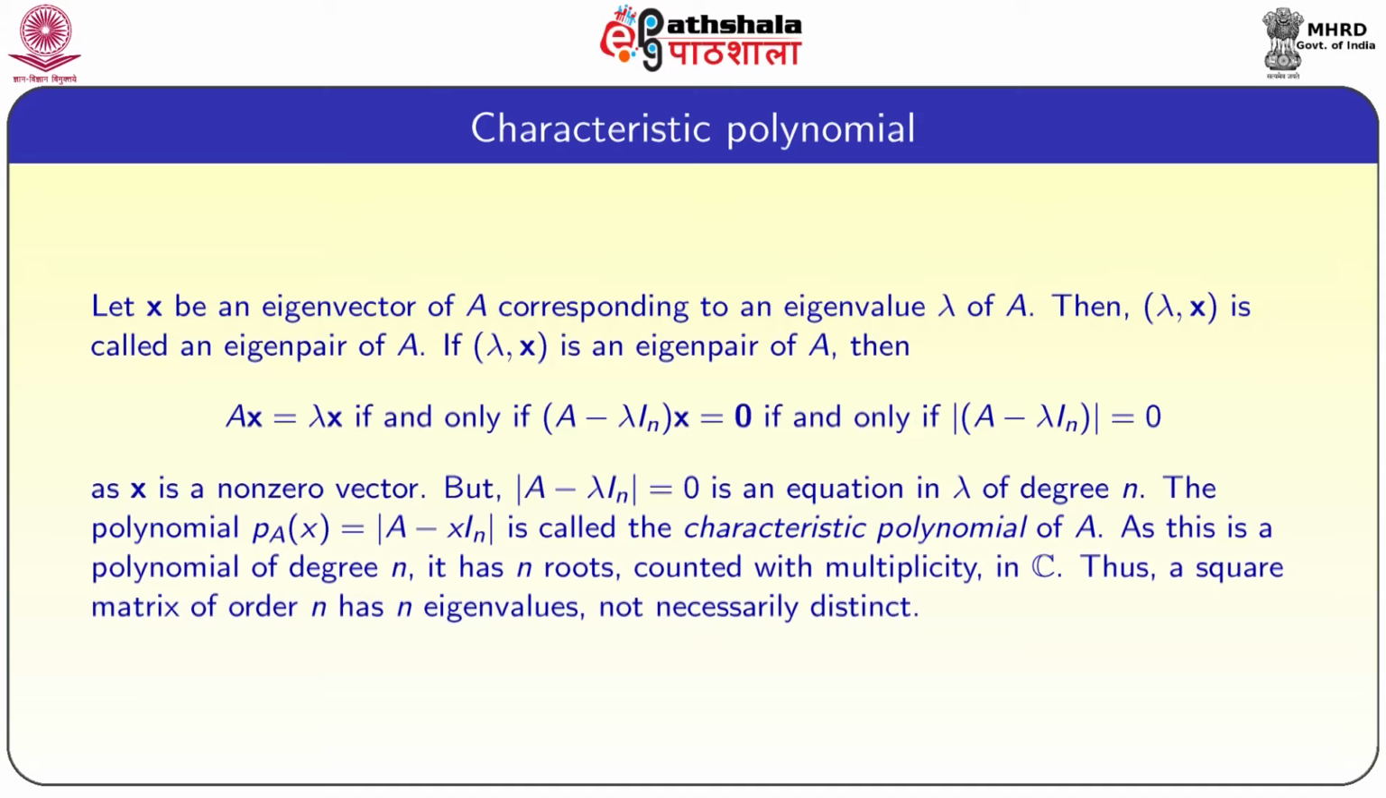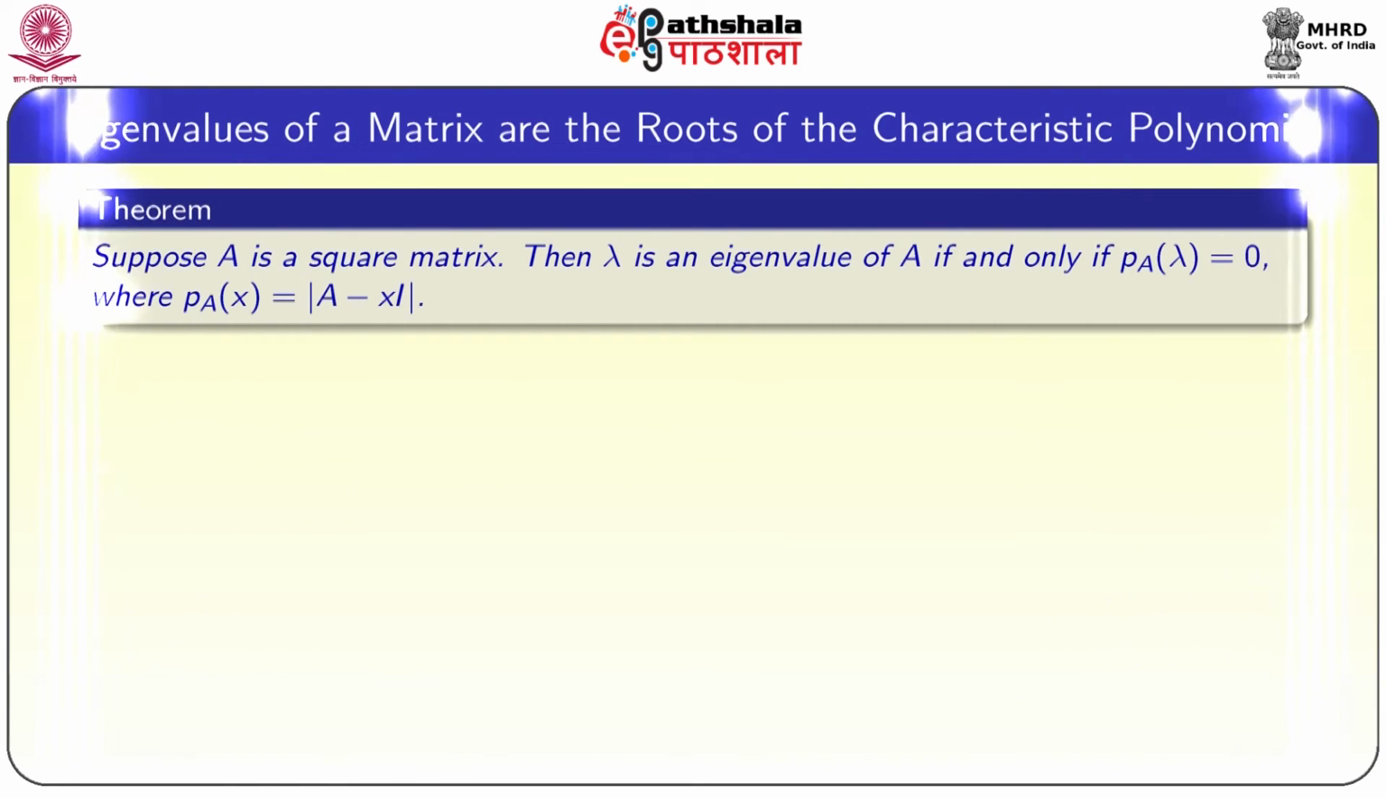So, every square matrix of order n will have n eigenvalues, that is for sure, but there may be a possibility that these eigenvalues may be repeated. So, now we are going to show that eigenvalues of a matrix are simply the roots of the characteristic polynomial. So, in order to find eigenvalues of the matrix, it is sufficient to find all the roots of the characteristic polynomial.